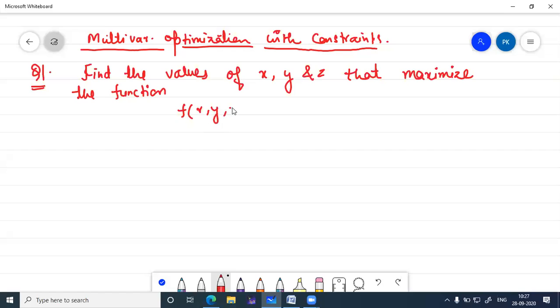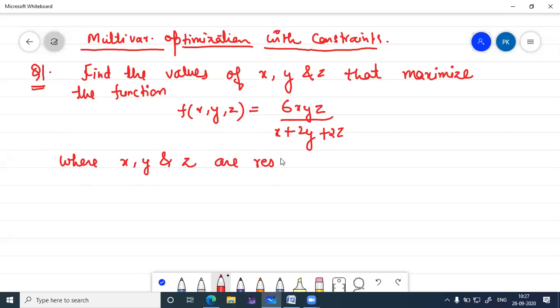f of x, y, z is equal to 6xyz divided by x plus 2y plus 2z, where x, y and z are restricted by the relation condition: xyz is equal to 16.